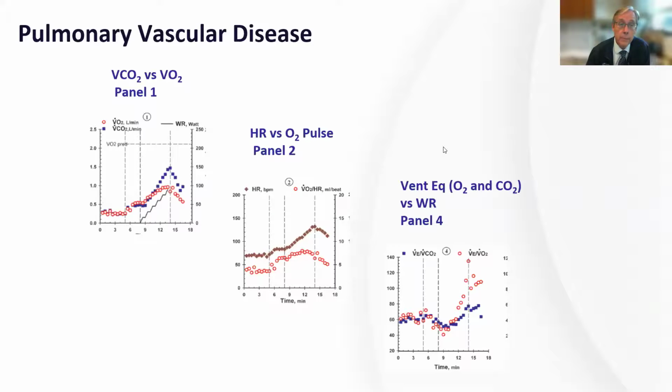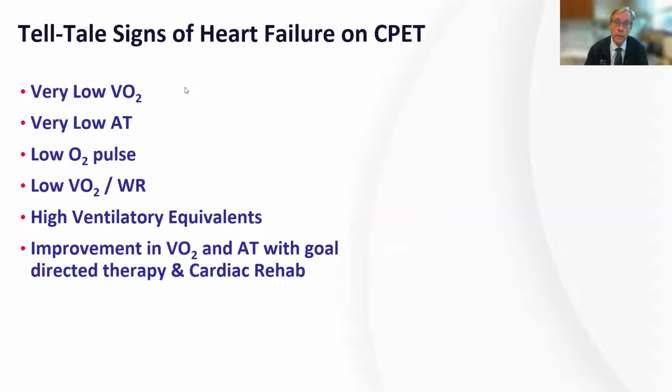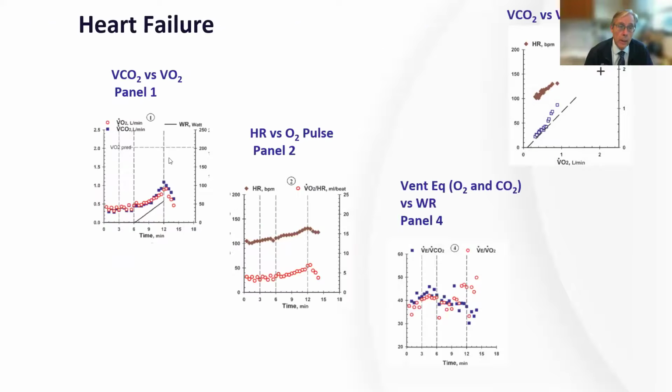from that CPET. Okay, so heart failure, we already talked a little bit about: low peak oxygen uptake, low O2 pulse, and actually they have a low VO2 work rate. I'm going to show you that. And they can have high ventilatory equivalents. So low peak oxygen uptake, low AT up here, O2 pulse low, although it doesn't have the same contour as what we saw before. So again, if you're a visual learner, those two look different, pulmonary vascular versus cardiac, and the ventilatory equivalents are high.